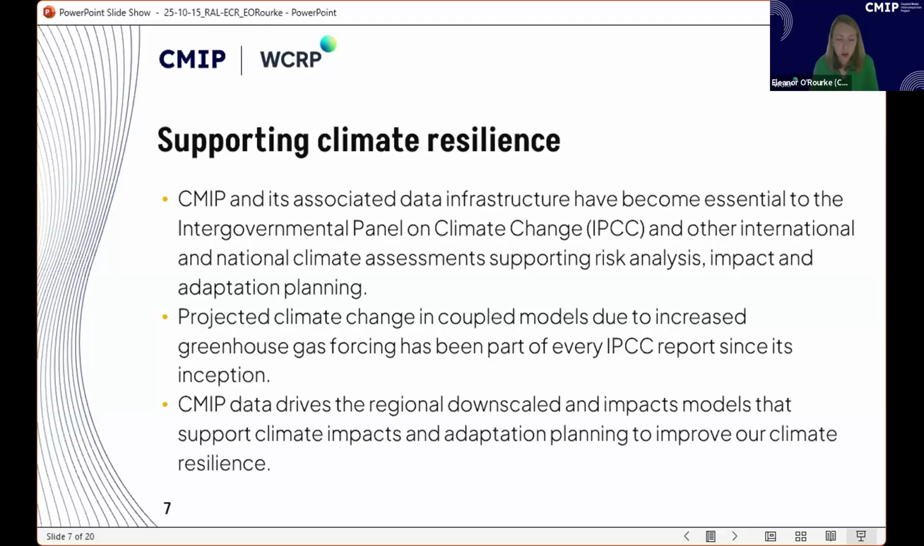So CMIP data also really drives the downscaled models. So when you take the finer detail on a much smaller scale, perhaps over Africa or at a country level, and also the impacts models that look at things like the impacts on fisheries or on agriculture. So that CMIP data is really the boundary driving all of those downstream models. And that especially supports climate impact and adaptation planning, which really helps countries and communities be much more climate resilient.